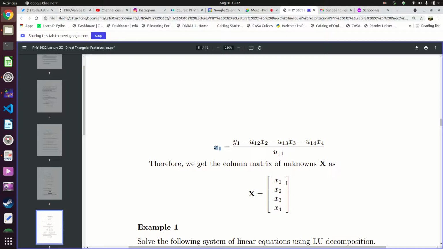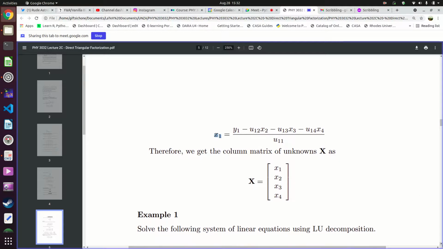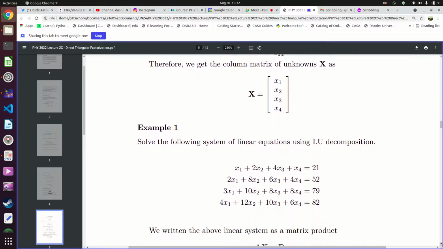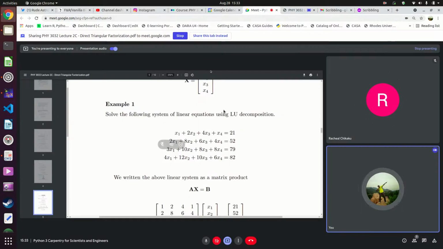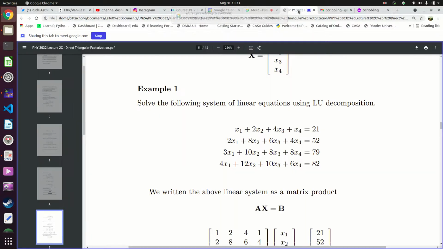Is it clear how these steps are going to work? Okay, so the next thing we're going to do is look at an example of how you actually do this in reality and how it works out. So the question is going to look like this. Solve the following system of linear equations using LU decomposition. You're going to be given a linear system of equations like the one given there.